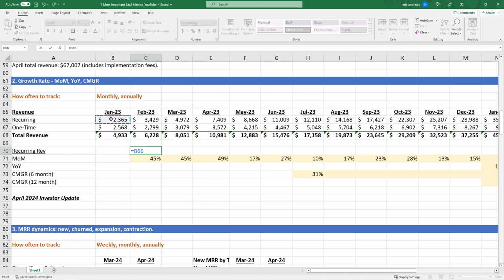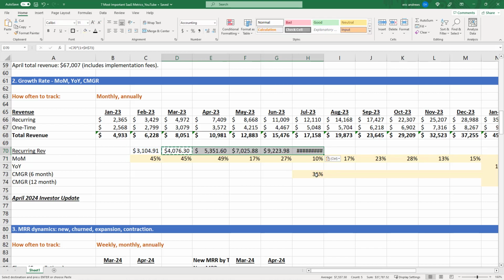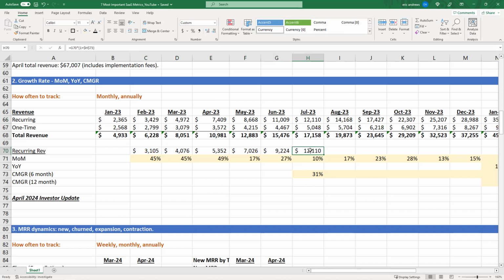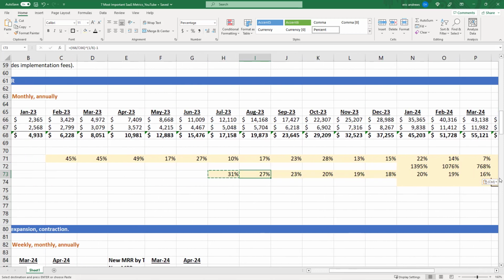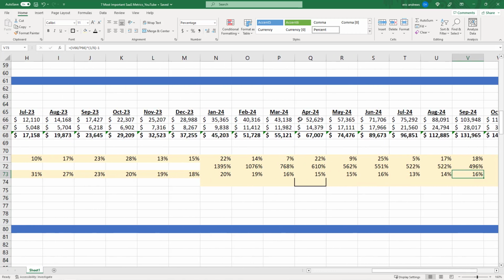I can prove that to you here by showing you what happens if we take January and compound it at 31%. If we just compound this number at 31% all the way out to July, you'll see that we get to this 12,110. So on average, we're compounding at 31%. And if we copy this formula forward, you'll get an average monthly growth rate over time. And you'll see that by April, our CMGR for a 6-month trailing period is 15%.